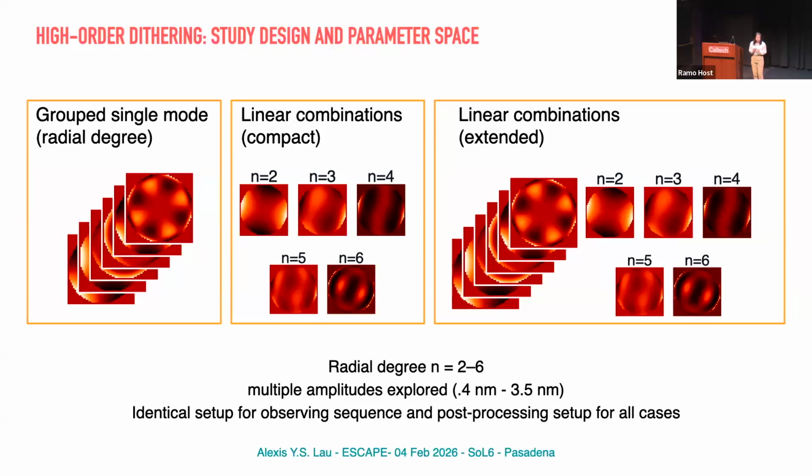In theory, if we want to match the speckle subspace, we can inject as many jitters as possible, but in practice, that's not practical. So we have done a systematic study to down-select the number of jitters and the families. Here is just showing what kind of study we have done. This is basically linear combinations of Zernike pure modes, and also a mixture of the modal contents. We explored different jitter amplitudes for the whole study, and we kept an identical setup for the observing sequence and the post-processing.